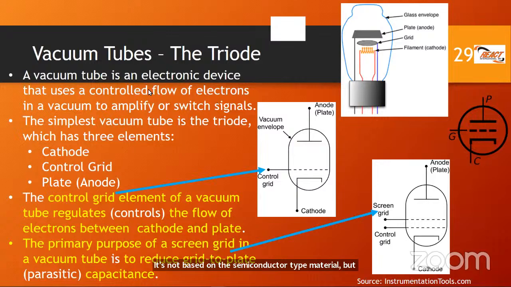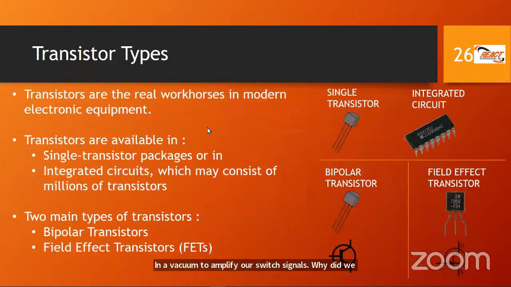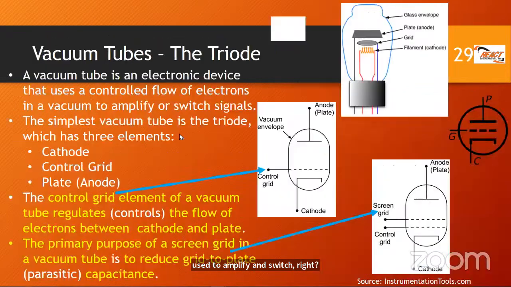You will see here in terms of the definition, it's an electronic device that is used to control the flow of electrons in a vacuum to amplify or switch signals. Where did we hear that before? Let's go back to it. What did we say about a transistor? We said transistors are used to amplify and switch, right? So if transistors are doing that, let's go back to our vacuum tube slide. Here we say it's amplifying and switching, so it's doing a very similar job. It's a different type of construction, the older technology, but it's still relevant today. That's a vacuum tube or tube. People may still have at home a bit of an artifact, a vacuum tube based older radio.